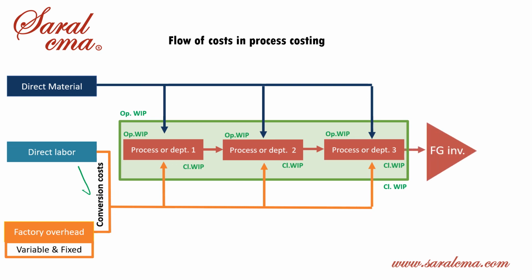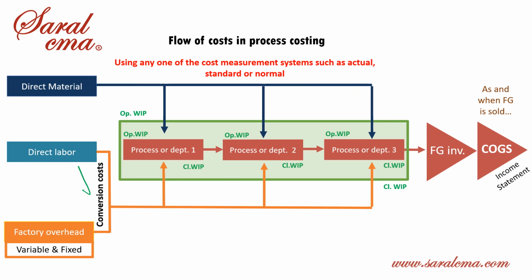From the last process, costs move to finished goods inventory. Some costs move to closing WIP. And from finished goods inventory, costs move to cost of goods sold when goods are actually sold. This cost of goods sold gets reflected in the income statement. The cost when incurred in the processes may be measured using actual, standard or normal cost measurement system.